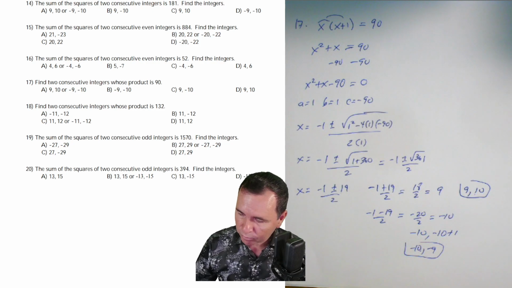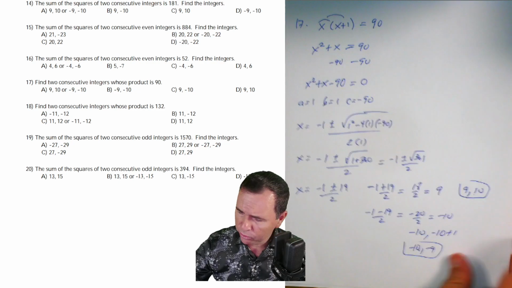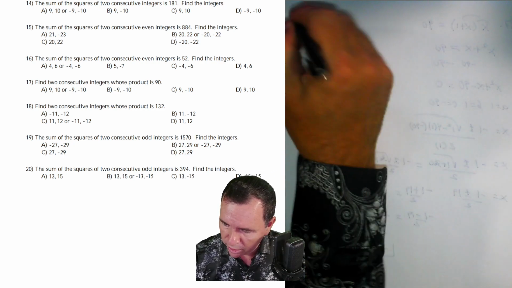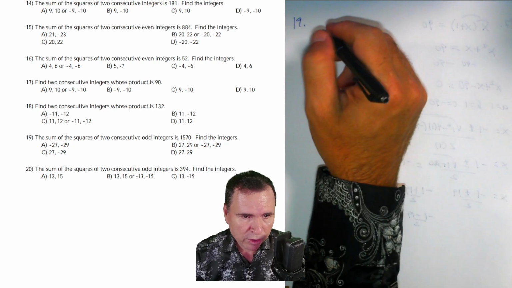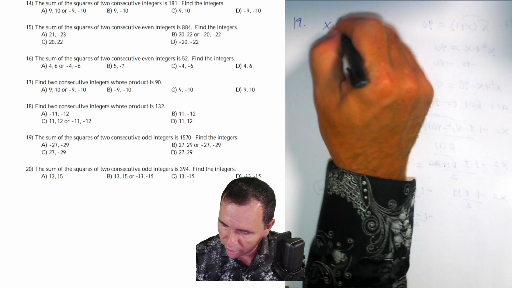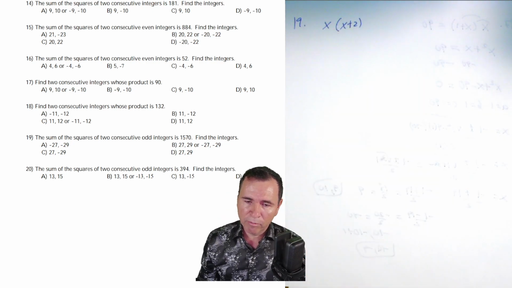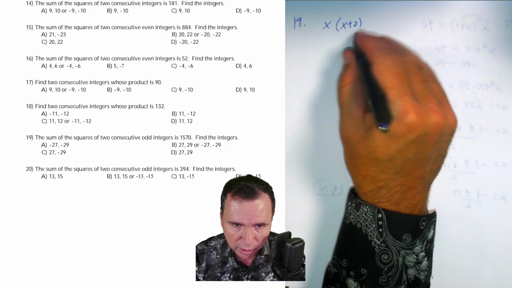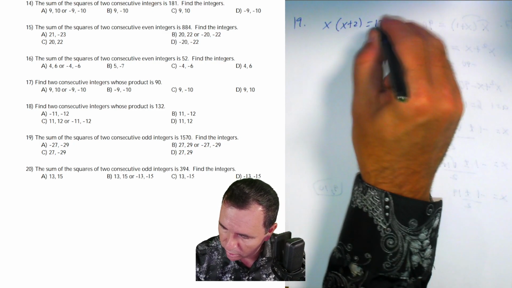Okay. And you get to do 18. I'll do number 19. So 19 says the sum of squares of two consecutive odd integers. So I have x, and the second one would be x plus 2. Think about it. If I have an odd number, I got to add 2 to get the next odd number. And their product is equal to 1570.